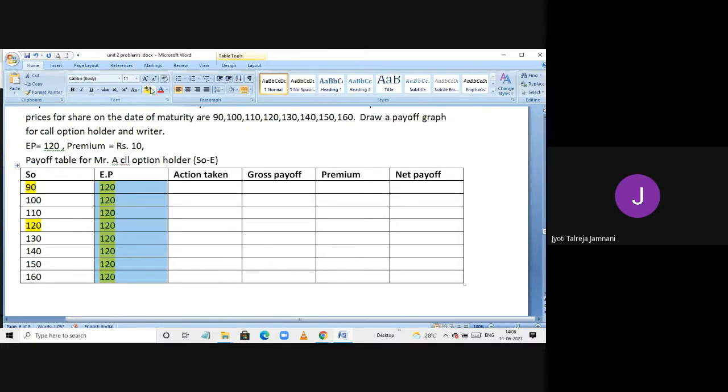As he is a call option holder, he has the right to decide. So when he has the right to decide, he has to pay a premium. So Mr. A is getting the right from Mr. V. In turn, Mr. A has to pay him a premium of 10 rupees. So minus 10 is the premium because the call option holder pays the premium.